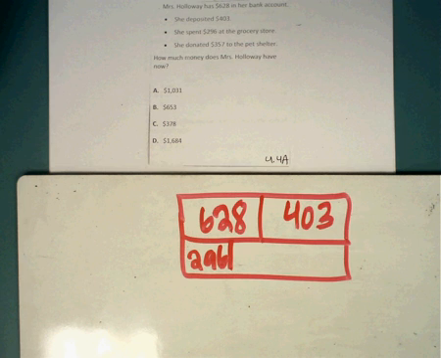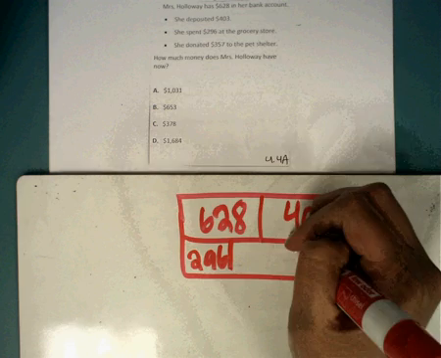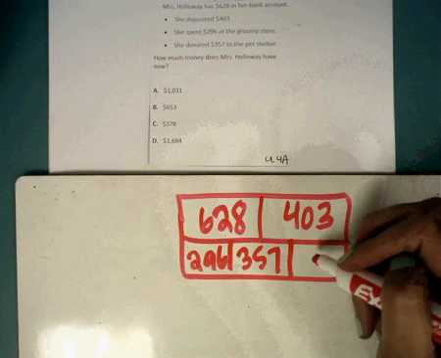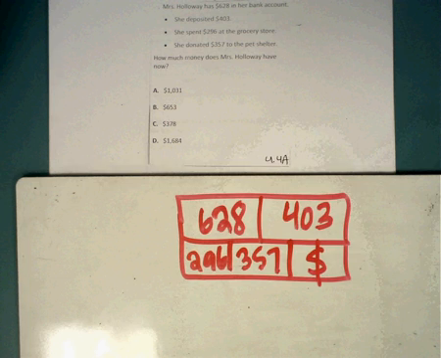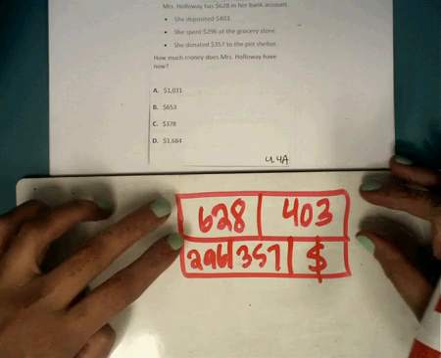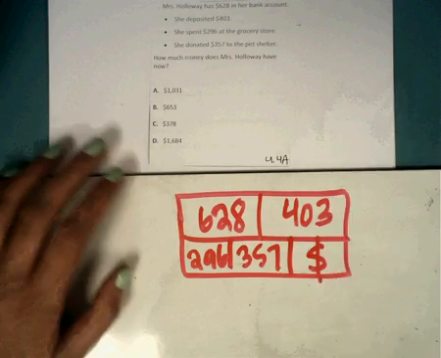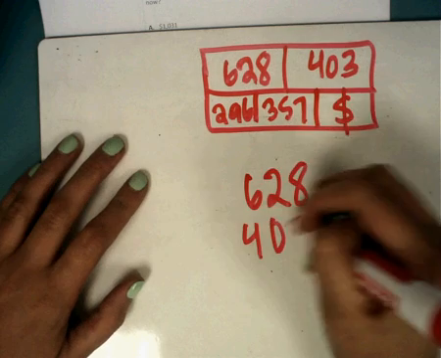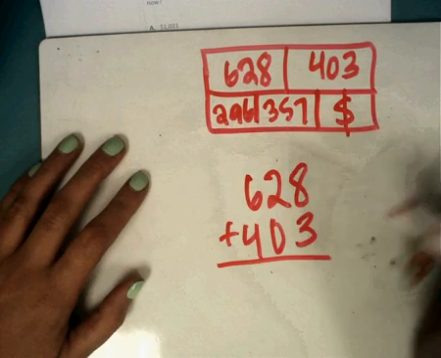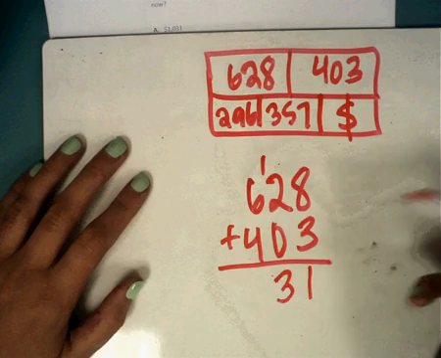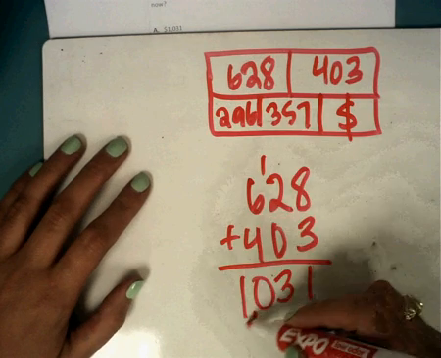So we're going to do 357 is another one of our parts that we're taking out. And then our last, we're looking for this dollar sign. We're looking for that money, right? So first thing I'm going to do is add my parts together up here to make my whole amount of money that I had in my bank account. So we're going to do 628 and 403. We're going to add them up. 8 plus 3, 11, 1 plus 2, 3, 6 plus 4 is 10. So guess what? That's an answer choice.